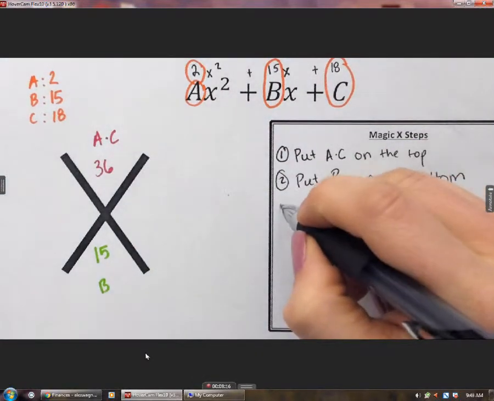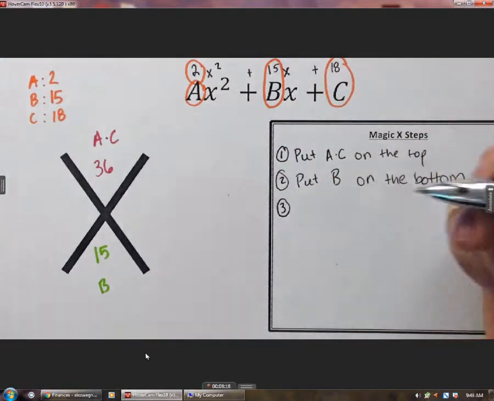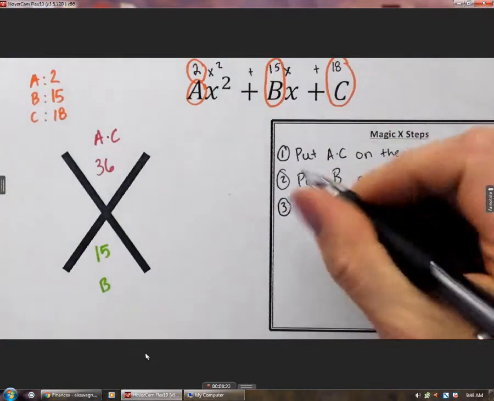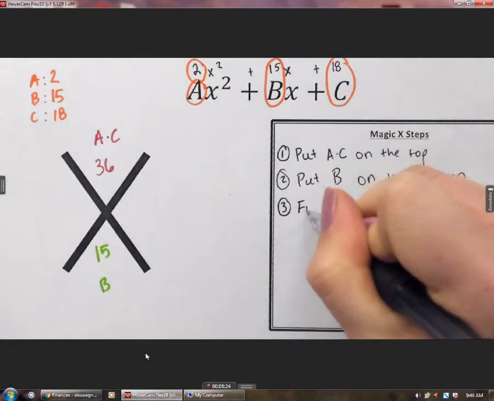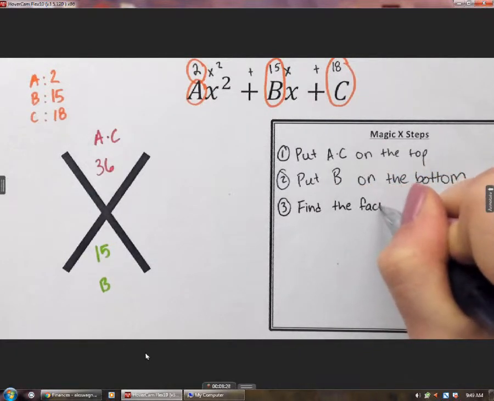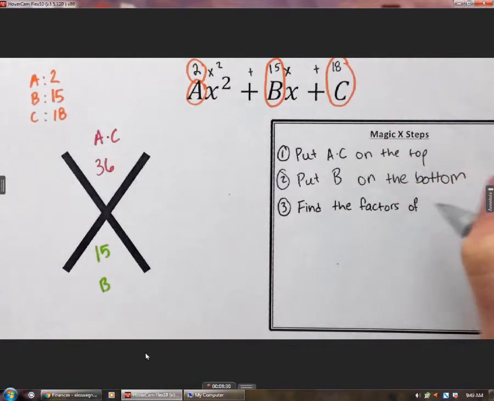Okay, then we need to, this is where you actually get to use math. Some of you are really going to love this. You're going to think this is pretty fun. So we need to find the factors of the top number, which was our A times C.